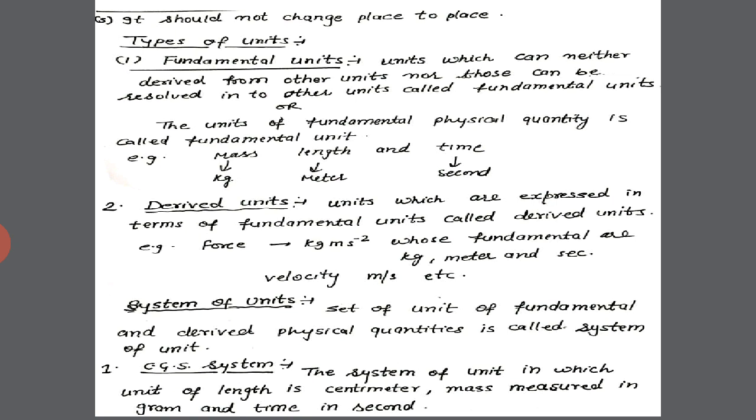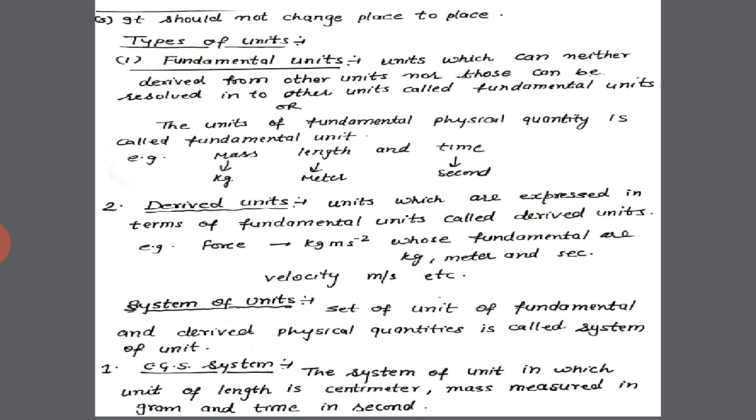Okay, for example, velocity has units of meter per second. System of units: the set of fundamental and derived physical quantities is called the system of units. When we consider both types of units, fundamental and derived, simultaneously, then it becomes a system, and it is collectively known as the system of units.